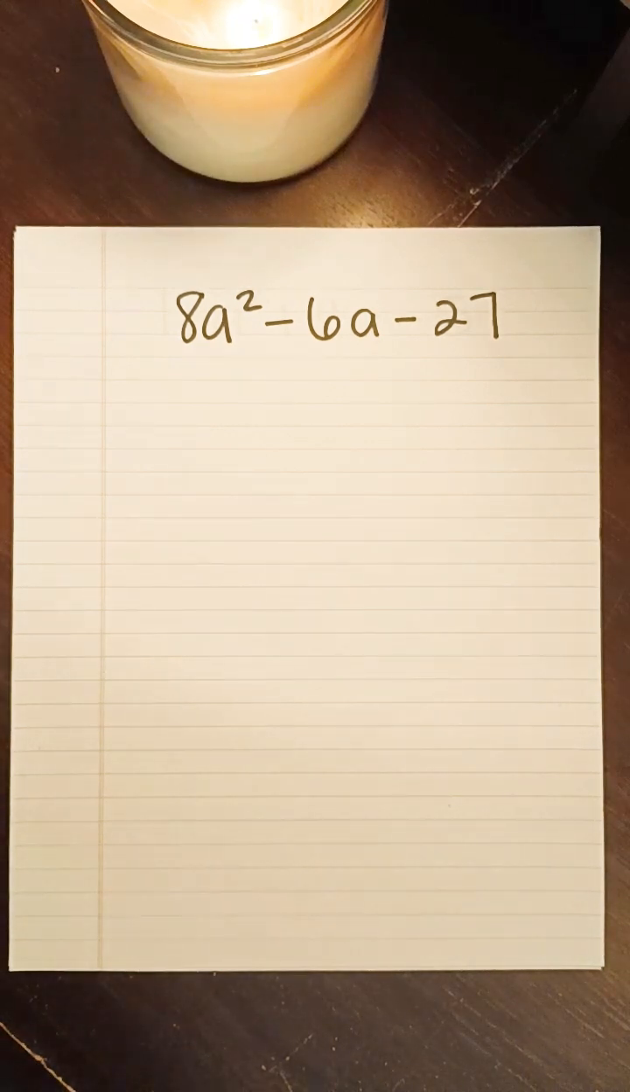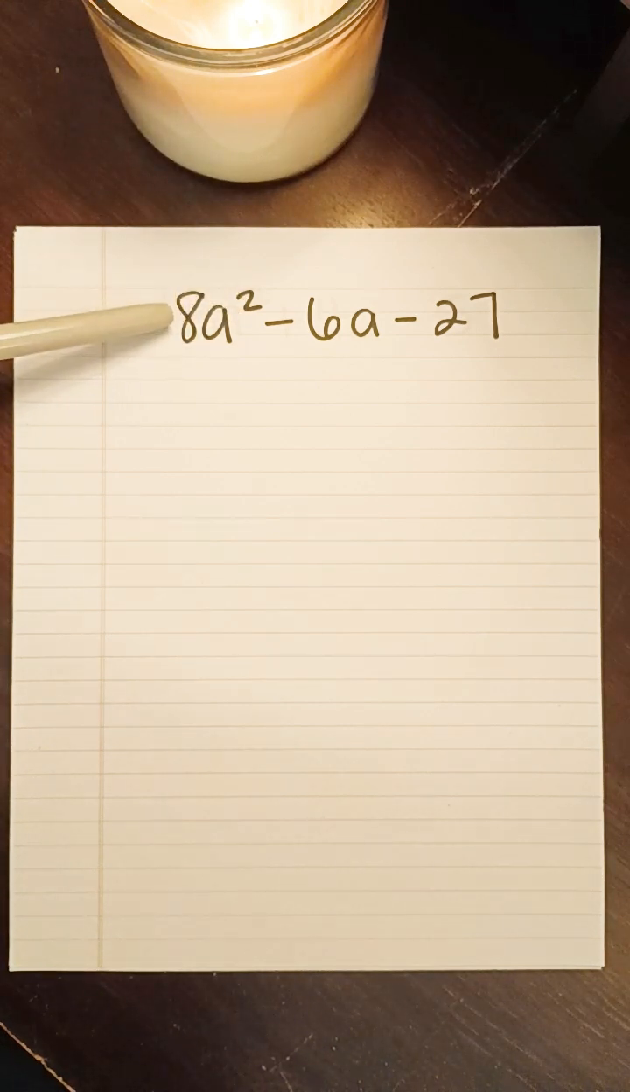Everyone, in this video, I'm going to show you how to factor quadratic trinomials where a is not equal to 1 using the trial and error method. So let's just jump right into it. So again, the coefficient of our square term is not 1.